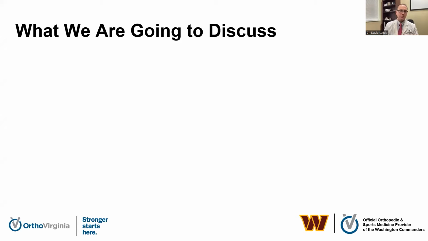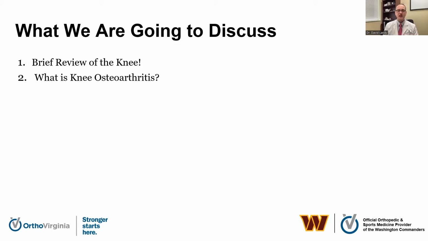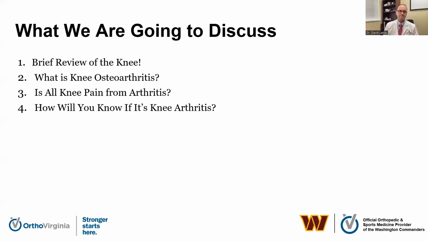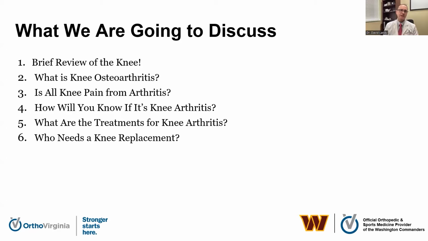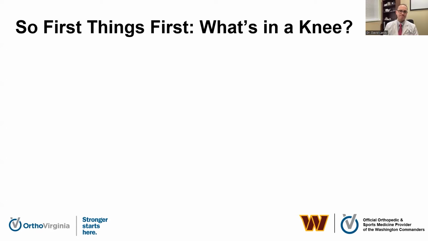So we're going to start off by overviewing what we're going to talk about. We're going to talk about 6 things. First, what's in a knee. And then next, what is knee osteoarthritis, followed by is all knee pain from arthritis? How will you know if it's knee arthritis? What are the treatments for knee arthritis? And then finally, who needs a knee replacement?